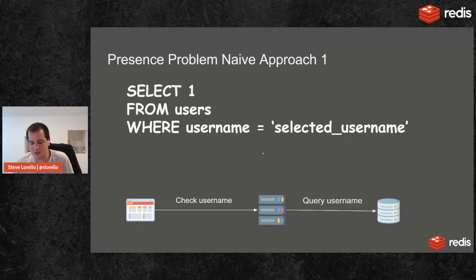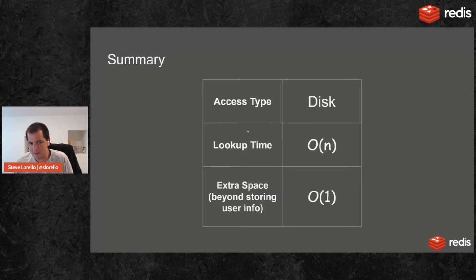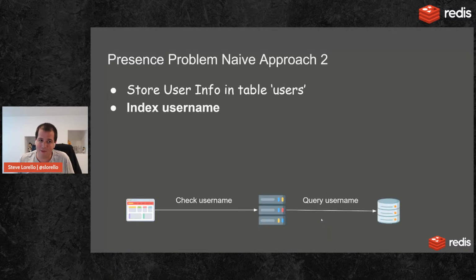Now, if you're doing this in a traditional SQL database, the access type is either disk, or it can be in memory too, assuming the table's been loaded in memory. But your worst case access type is disk, which is slow. The lookup time is order n because you have to scan through the whole table. But the nice thing is the extra space beyond storing the user information is order one. You don't have to store anything else, just the user information you're looking up. So that's naive approach one. Naive approach two might be to store the user info in the table for users again, but instead of just storing it, you would then index the username.